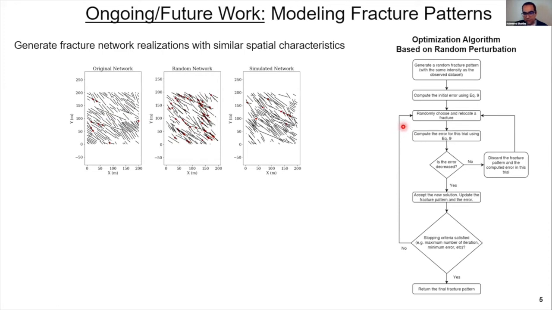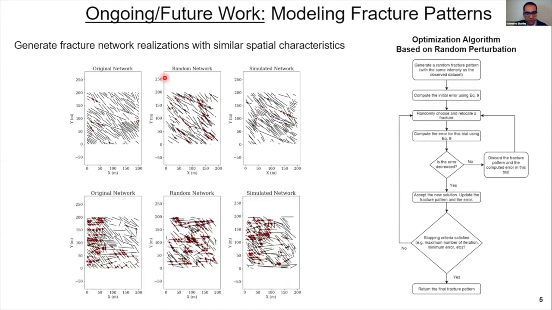The way this optimization algorithm works is that we take the initial random network, and at each iteration step, we perturb the location of the fractures. We calculate the K function at various length scales, and then we compare it with the original network. If the mismatch is reduced, then we accept the new arrangement. If not, then we ignore it and move on to the next iteration. We perform another perturbation. So at the end, we can convert the random network to a simulated network, which has the same spatial distribution of the fracture intersection points as that of the original network.